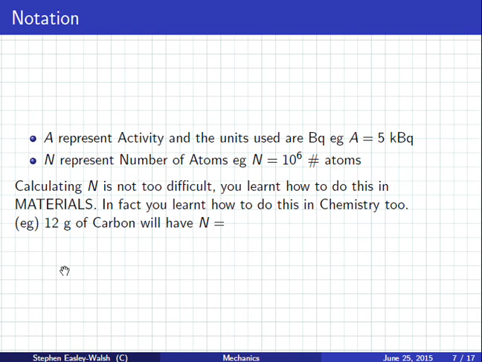So for example, I'll give you a minute to think about this. It shouldn't take you more than a minute. 12 grams of carbon, how many atoms are there? Oh, very good, very good. 6 times 10 to the power of 20 something, isn't it? I think it's 23. 6.02 times 10 to the 23. What's the name of this number? Avogadro, very good. So Lorraine will be happy you remembered that.